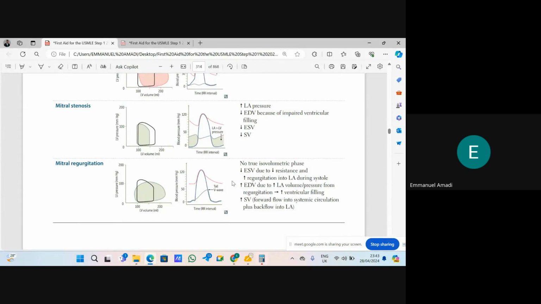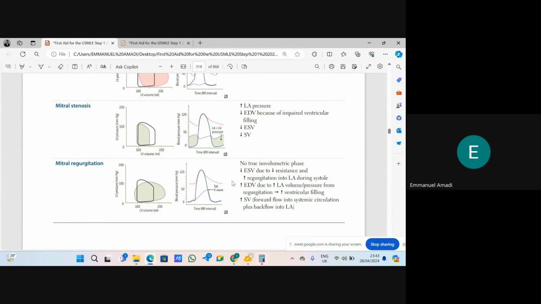Now, if you look at them, mitral stenosis and mitral regurg have a little similarity. What is their similarity? Their similarity is that the atrial pressure will rise. If you're very observant, you will see that the atrial pressure rises. But what you need to know is that the atrial pressure rises at different times. I want you to observe that.